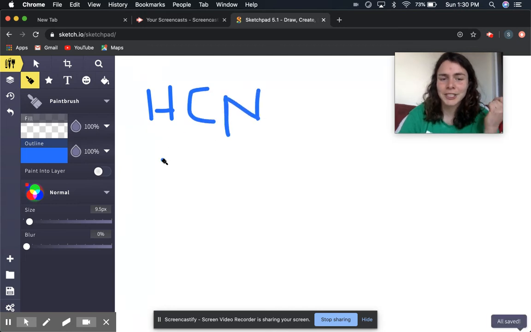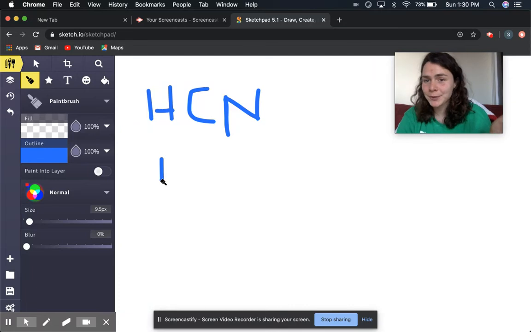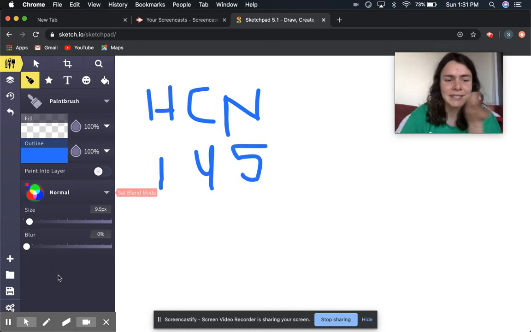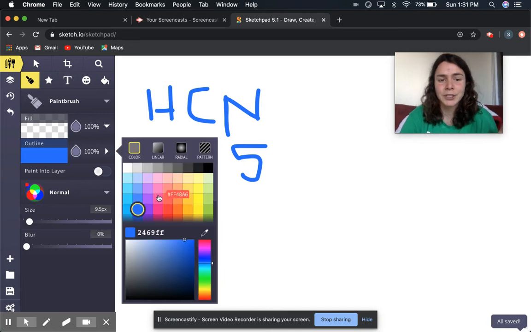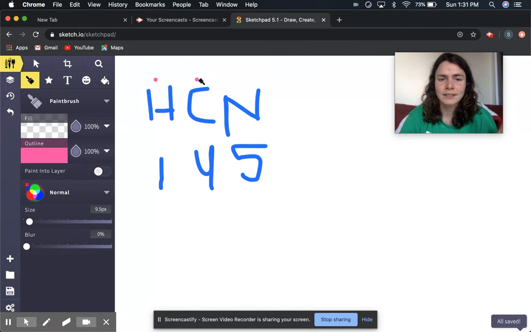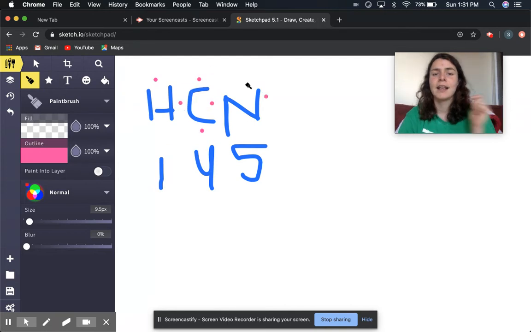The first thing you want to do when you do Lewis structures is figure out the number of valence electrons each atom has. So hydrogen has 1, carbon has 4, and nitrogen has 5. If you were to show that out with Lewis structures before they're bonded, hydrogen would just have 1 in its valence. Carbon would have 4, completely surrounding it. And then nitrogen would have 5: 1, 2, 3, 4, 5.